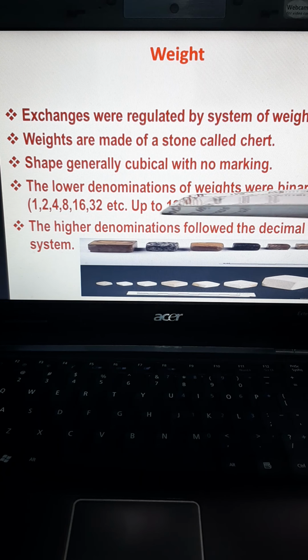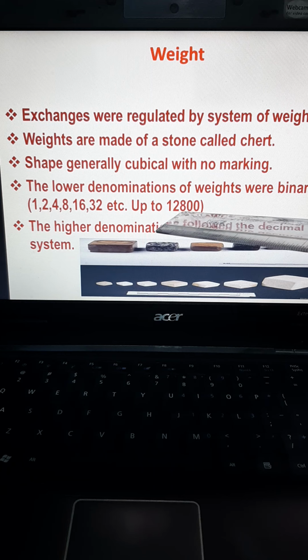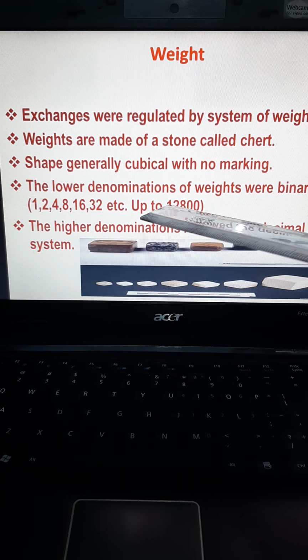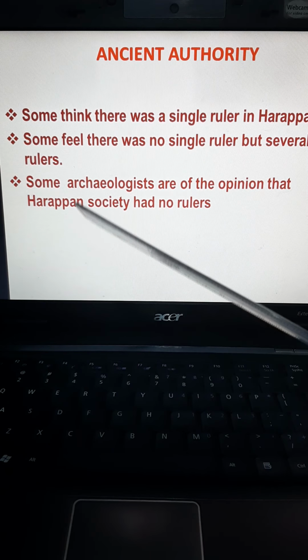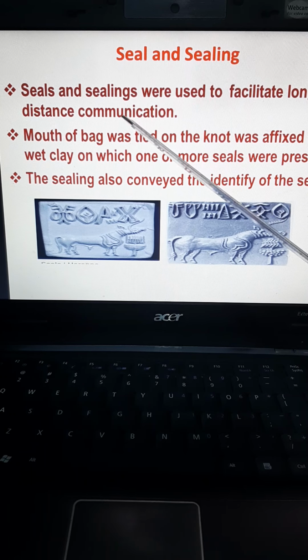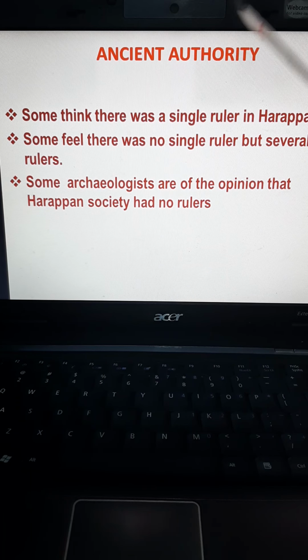The lower denominations of weight were binary. The lower denominations of the weight measurement were 1, 2, 4, 8, 16, 32, and it goes up to 1,28,000. The higher denominations followed the decimal system. That means if it goes beyond this 1,28,000, it used to go in the decimal system. So seals, sealing scripts and weights have been made clear. Hope so. And we will move to the ancient authority.